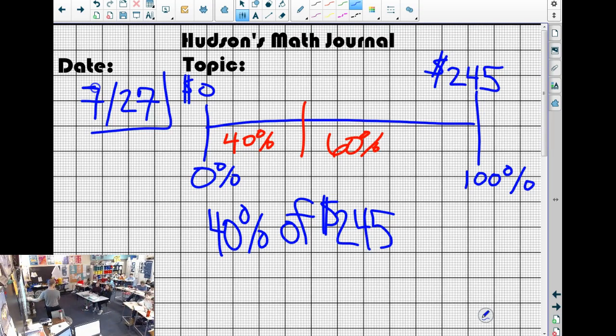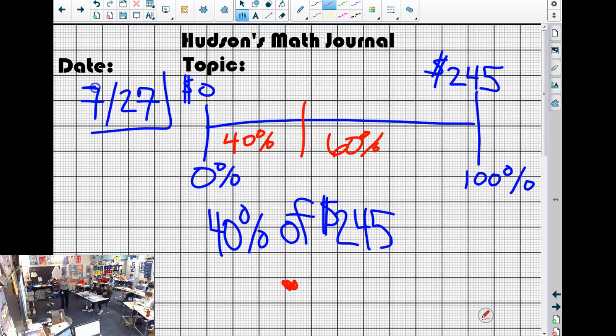But by simply stating, because it says of, okay, of translates into multiplication. Riley, what would you put for 40% if you're going to go into a calculator? 40? That's going to require more math eventually.